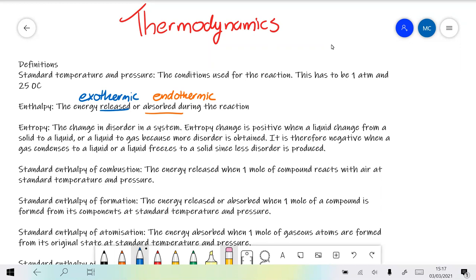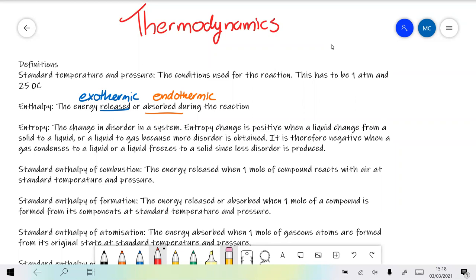And we denote these as exothermic with a positive sign and endothermic with a negative sign. We'll see a few examples later on during this lecture. Then we also have the definition of entropy, a topic that we will be covering in future lectures. Entropy is a measure of the disorder. The more disorder, the more the entropy.